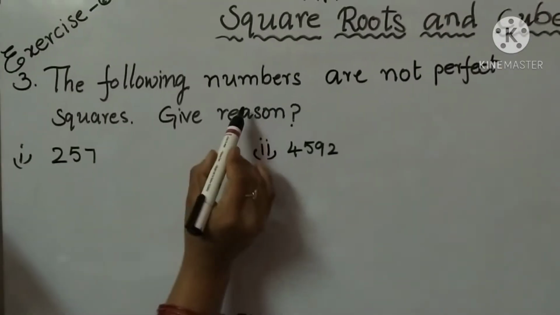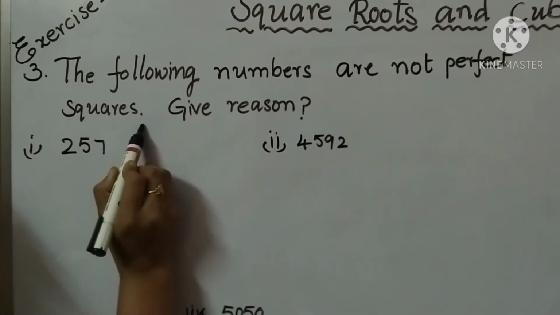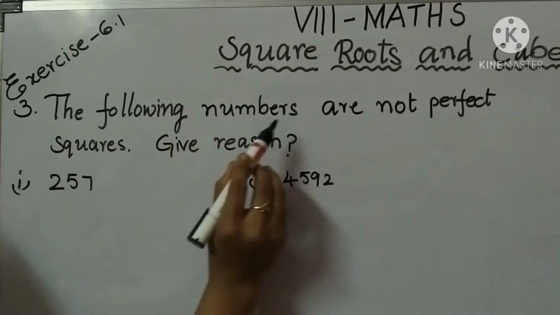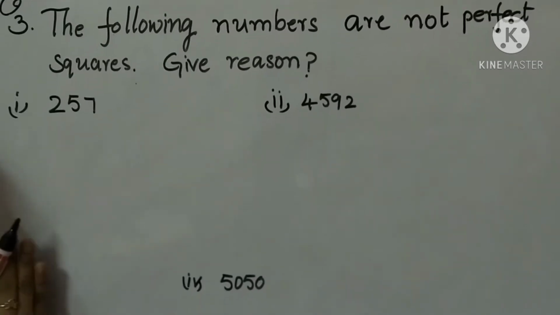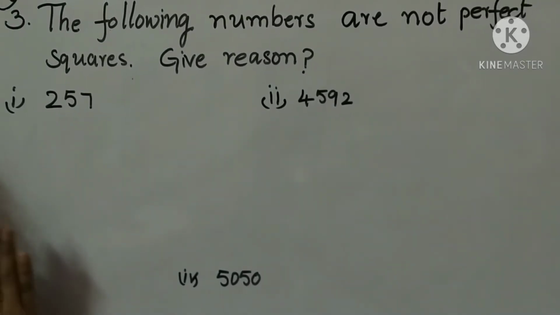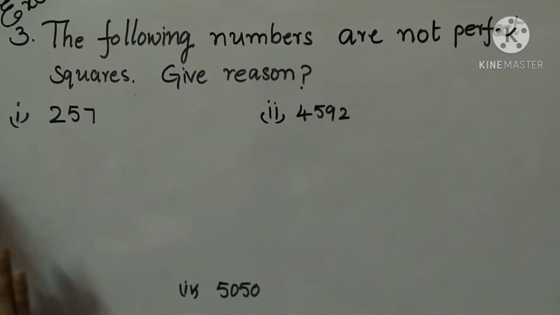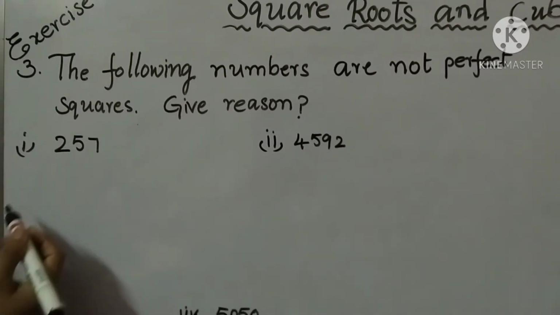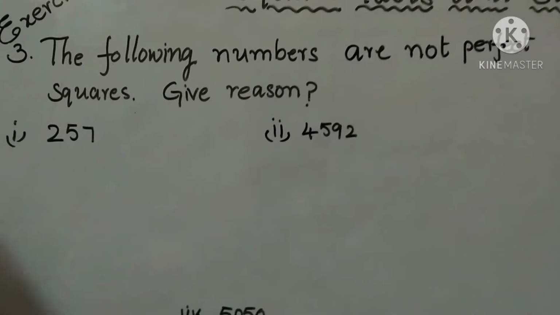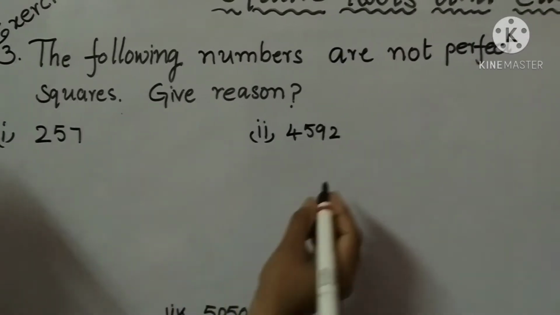The following numbers are not perfect squares. Give reason. Already here all the numbers given are non-perfect squares. Why? Give the reason. Once observe that, in this case, we already learned in the introduction part what a perfect square means.